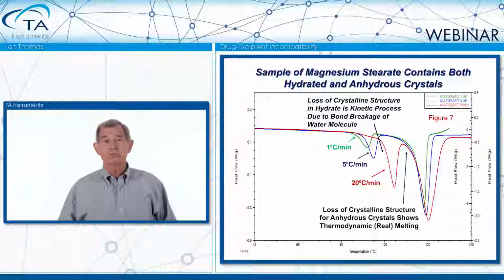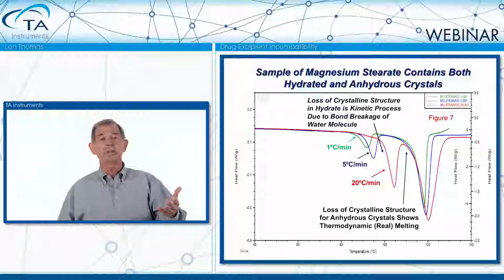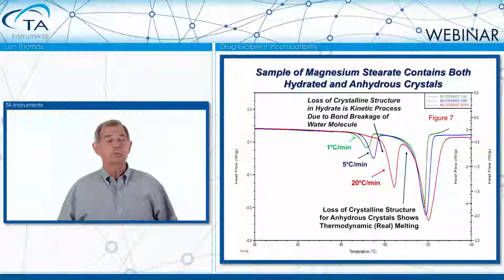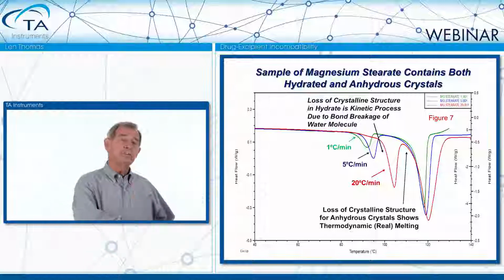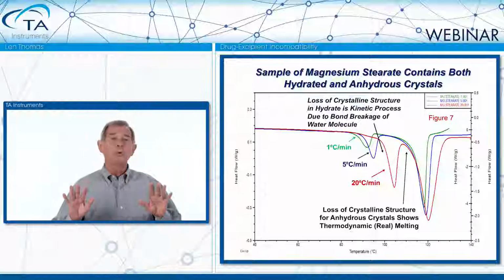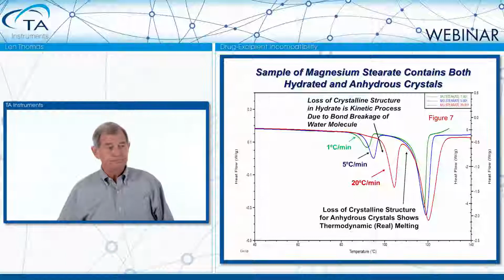But the anhydrous crystals went through true thermodynamic melting. So we look at all 3 heating rates, that high temperature peak doesn't shift with heating rate, and that tells us that that's a real melting process that's taking place there. So now we've run the drug, we've run the excipient, we know what they look like individually.